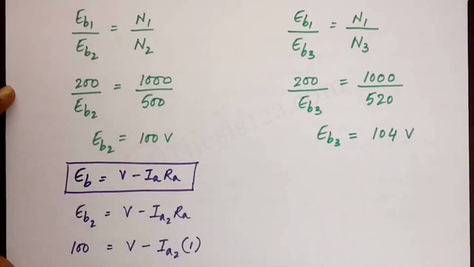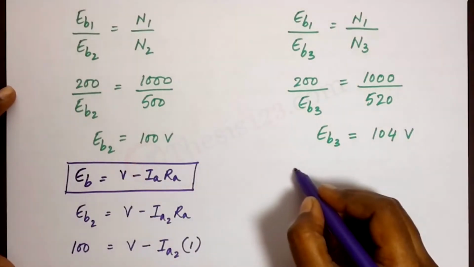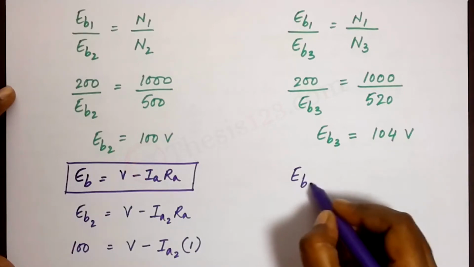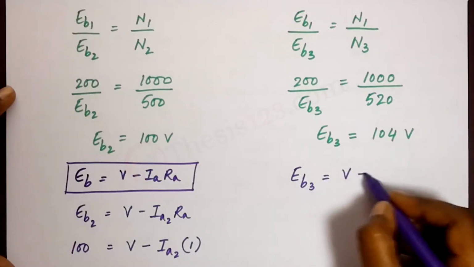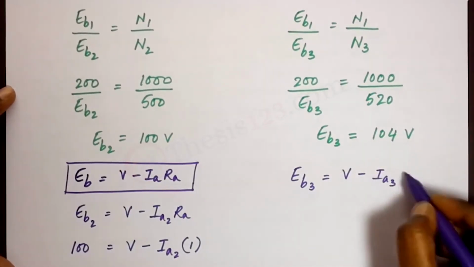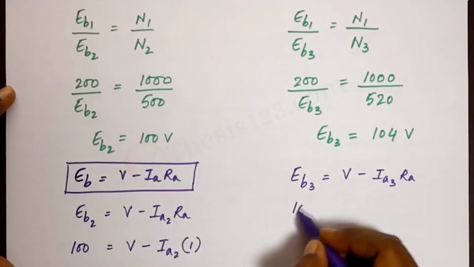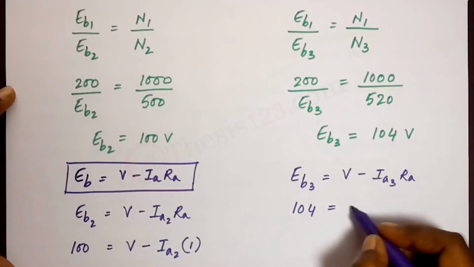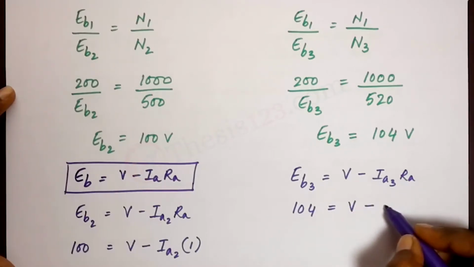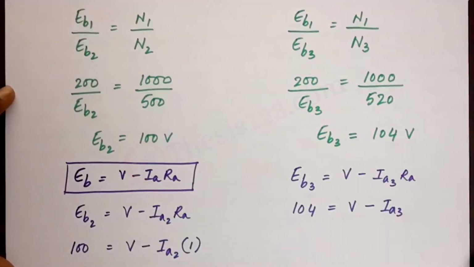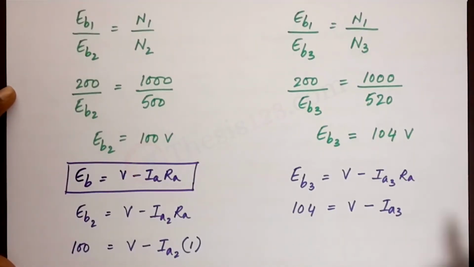Next step, we do the same as we did earlier. We now take the same equation, EMF equation, substituting the subscript of 3. So we have EB3 is equal to V minus IA3 RA. Okay, so when we substitute the value, that's 104 is equal to V minus IA3, since RA is anyway 1. So this is what we have.